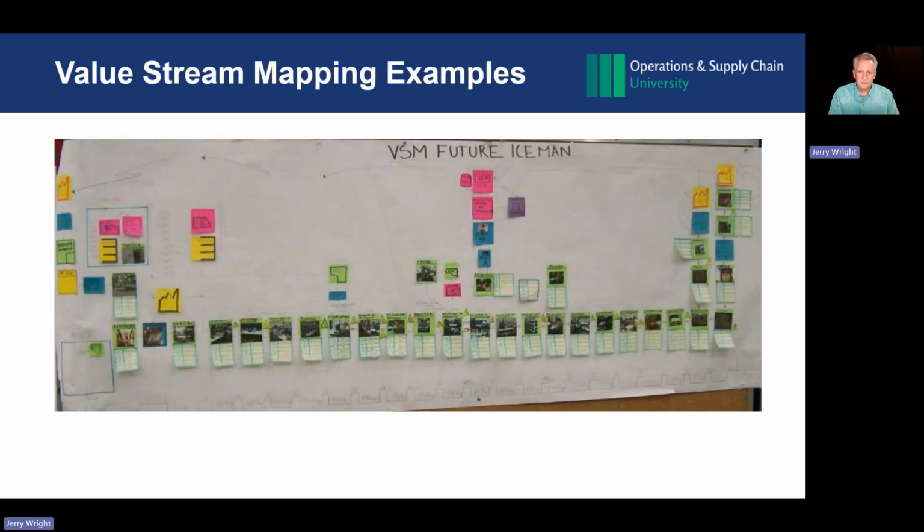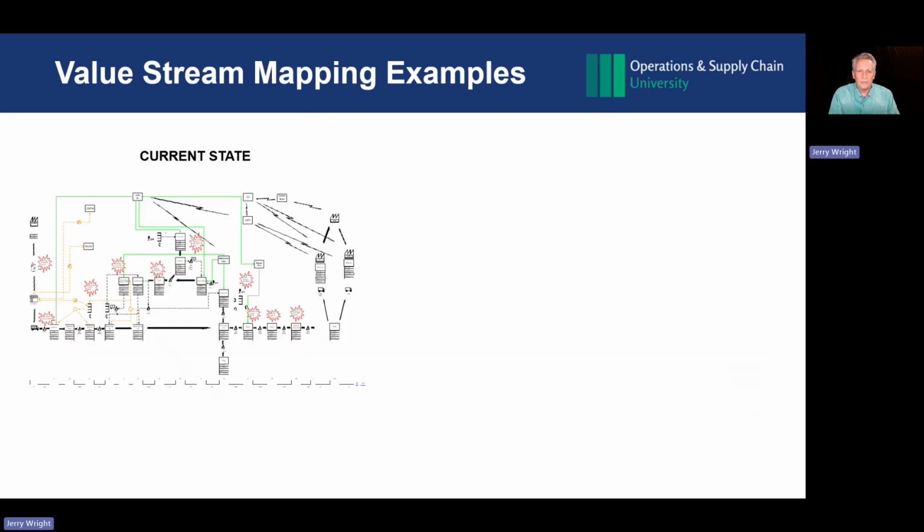Another example, and this was done with photographs. I thought this was a cool one. This was for the Iceman product that was at my company. They did it with photos and then little data boxes of Post-it notes on a big sheet of paper. So again, there's a lot of different ways you could do it. Some people like to go for the Visio version or a computerized version. I personally don't recommend this, at least not in the current state, because remember, value stream mapping is a learning exercise to get everybody on the same page.